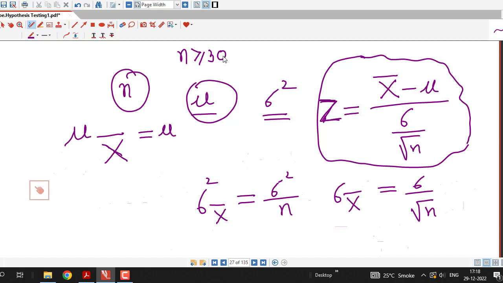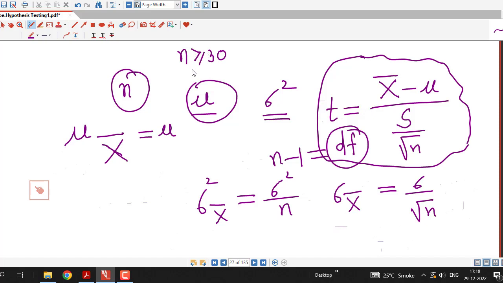Now if sample size is not large, then we use the T distribution or T test. Instead of Z we write T here, and we use the sample standard deviation if population standard deviation is not given, with degrees of freedom equal to sample size minus 1. So we have discussed all these things up to lecture number 6.